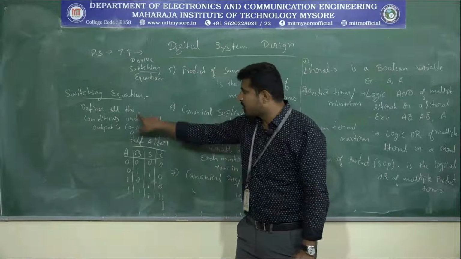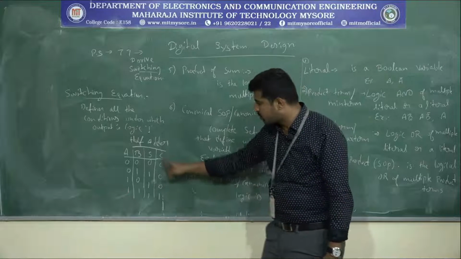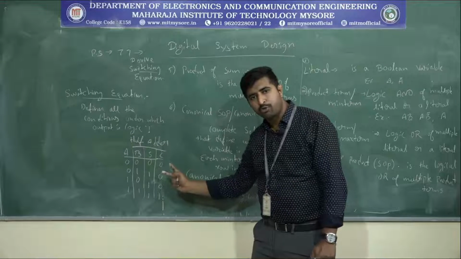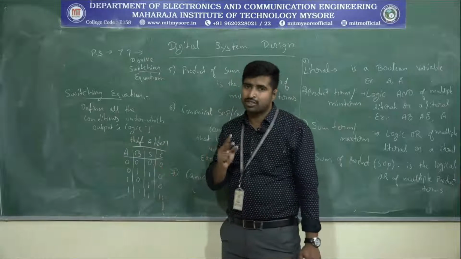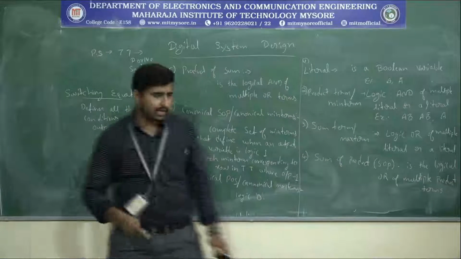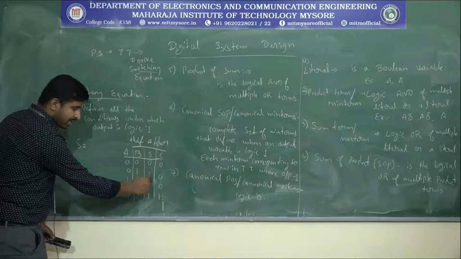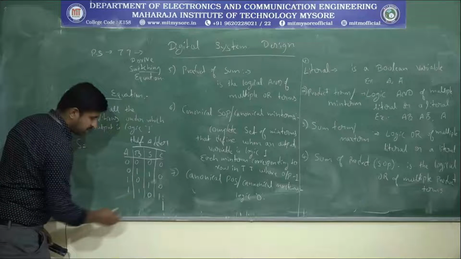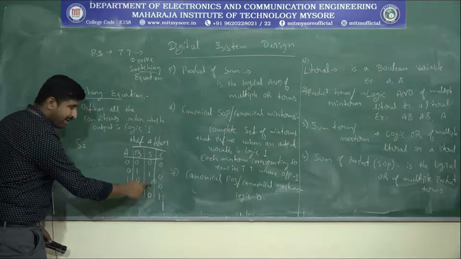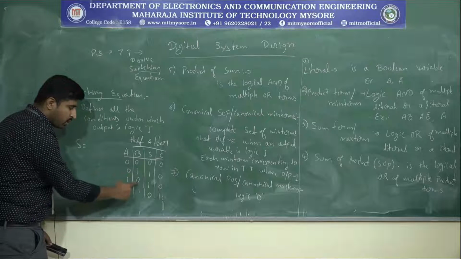So what does the switching equation define? It defines all the conditions corresponding to logic 1. Since we have two outputs here, we are going to have two switching equations for this truth table. So let's consider the sum. When will the sum be logic 1? The conditions of the inputs where A and B are 0 1 and 1 0.